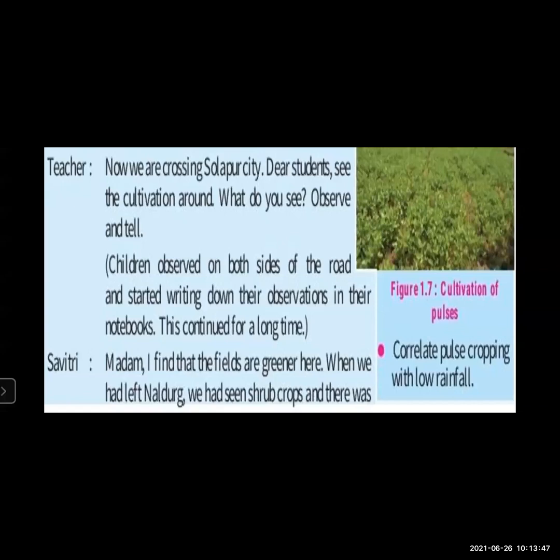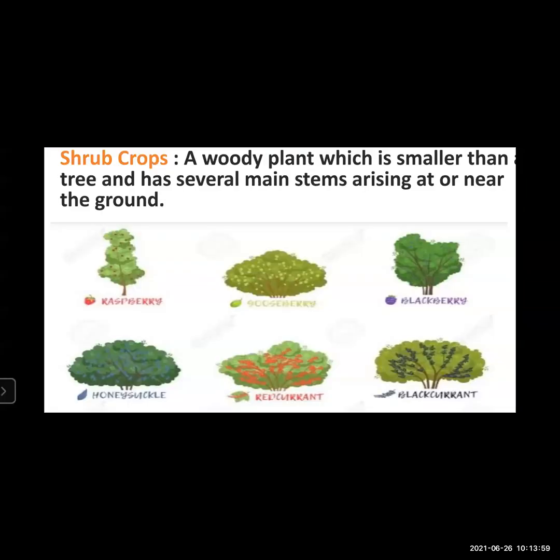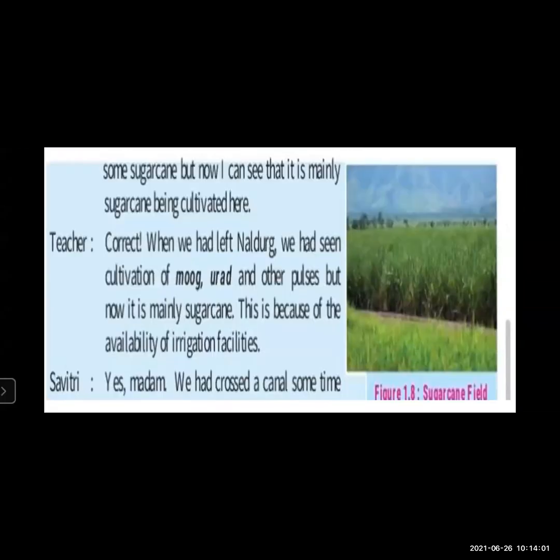Madam, I find that the pulse fields are greener here. When we had left Naldurg, we had seen shrub crops and there was some sugarcane, but now I can see that it is mainly sugarcane being cultivated here.